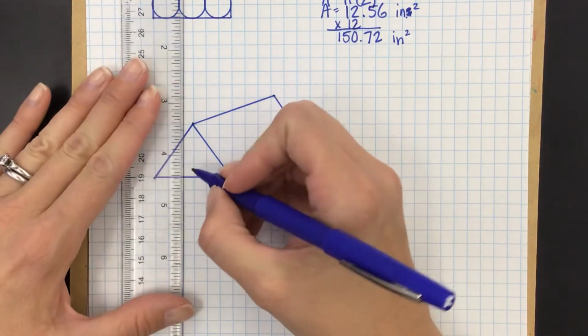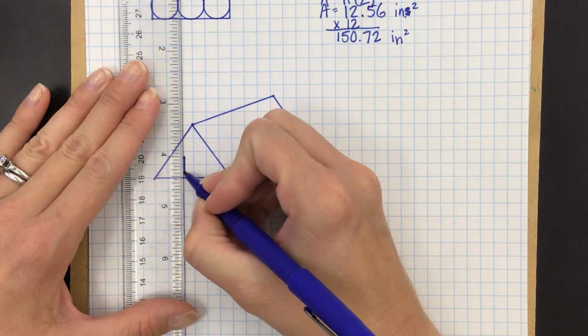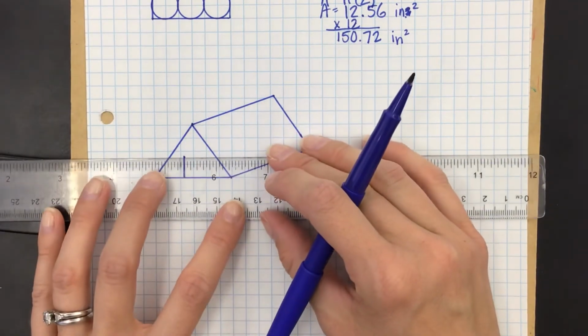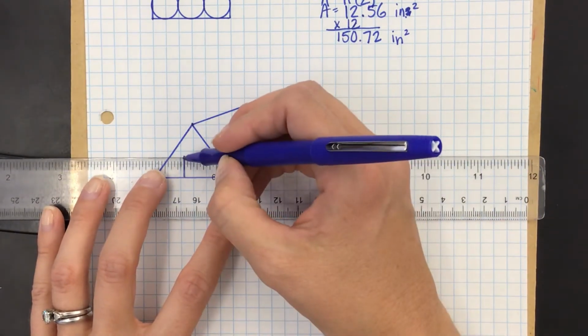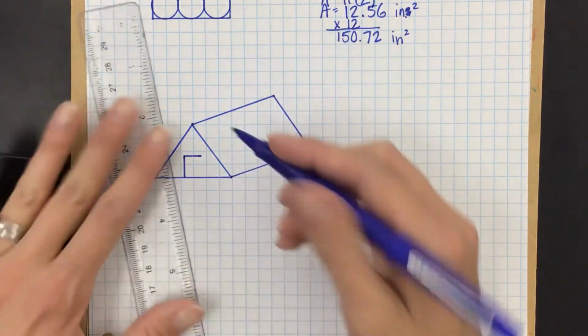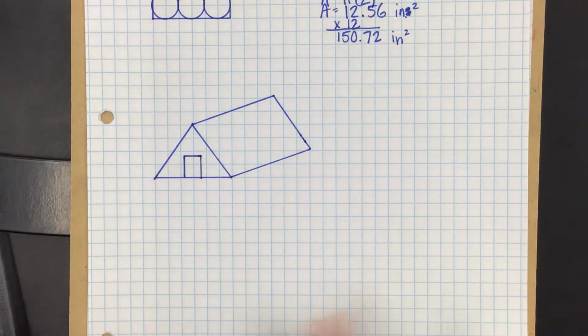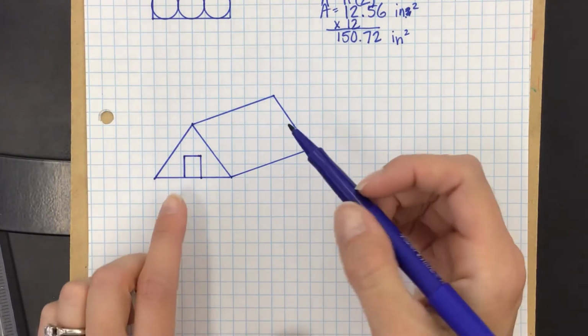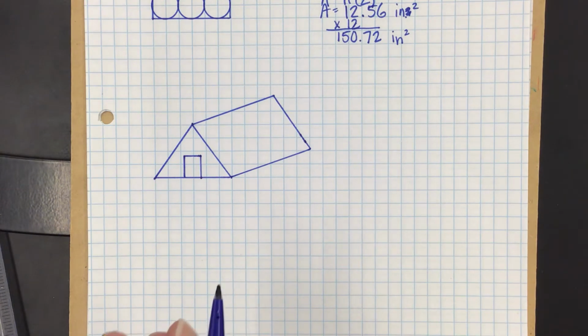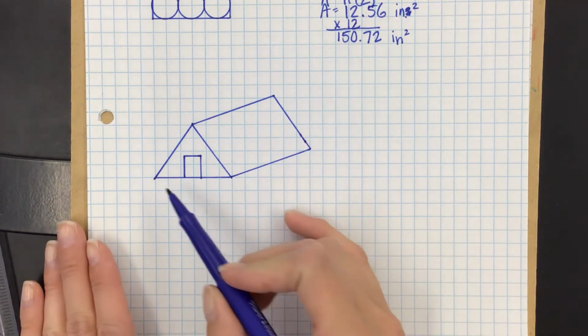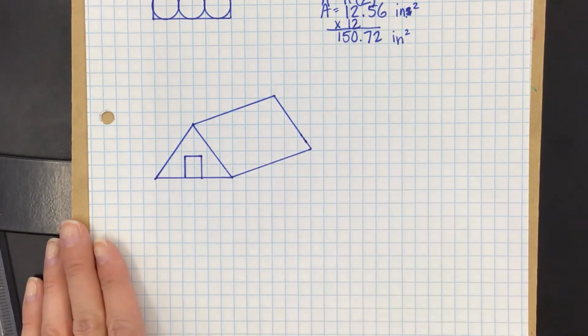And then let's put a little door in it here. Okay, so let's assume that this tent is a triangular prism, and we would like to find out how much material, how many square feet of material we're going to need for this. We're also going to assume that there is material on the bottom of the tent as well.